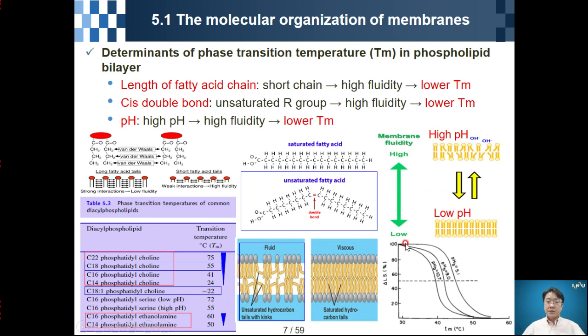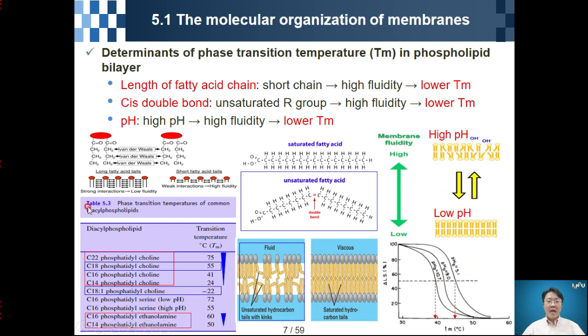Okay, so this is the curve based on when they were in pH 5.1. The TM was around 45. When the pH is increased, when pH was 10.7, the TM was around 40, like this.